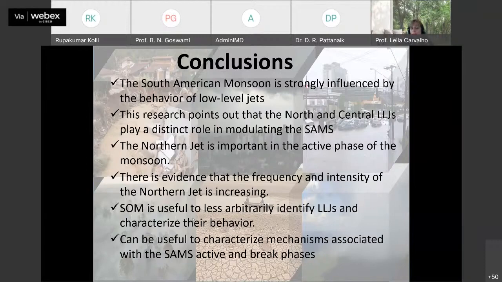And the SOM is a useful tool to be less arbitrary in identifying the jet and their behavior. And they can be useful to characterize mechanisms associated with the active and break phases of the monsoon.